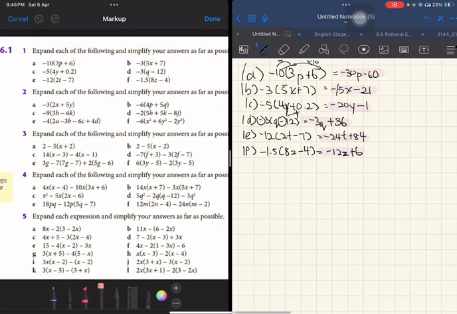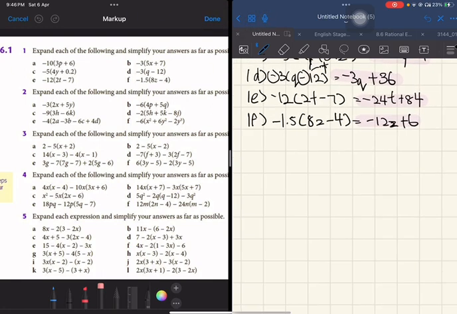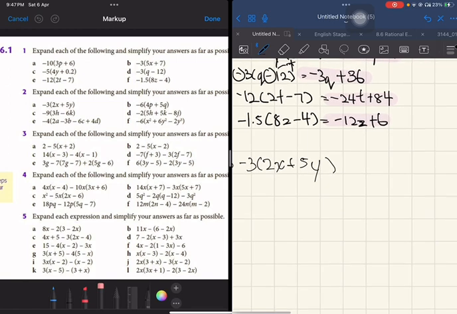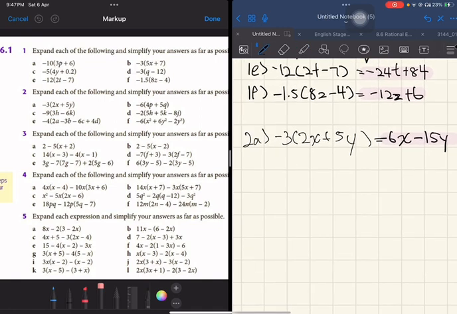Okay, now moving on to question 2. It's the same thing. 2a: -3(2x + 5y). You're still going to be using the distribution method. Negative 3 times 2x, you're going to get negative 6x. Then negative times positive is negative, so negative 3 times positive 5y, you're going to get negative 15y. One is x, one is y, so you can't really simplify it, so that's the final answer.